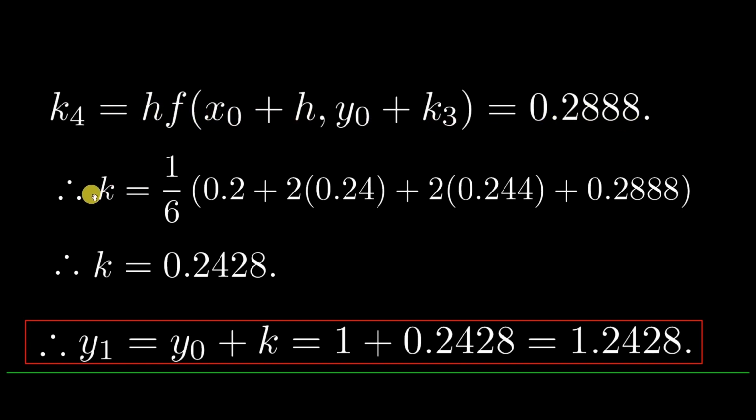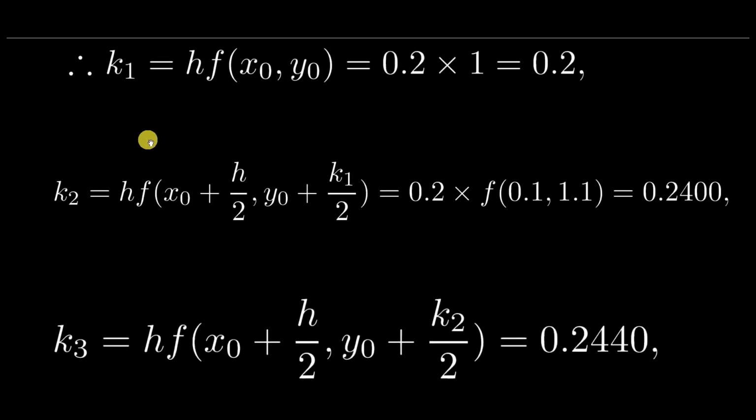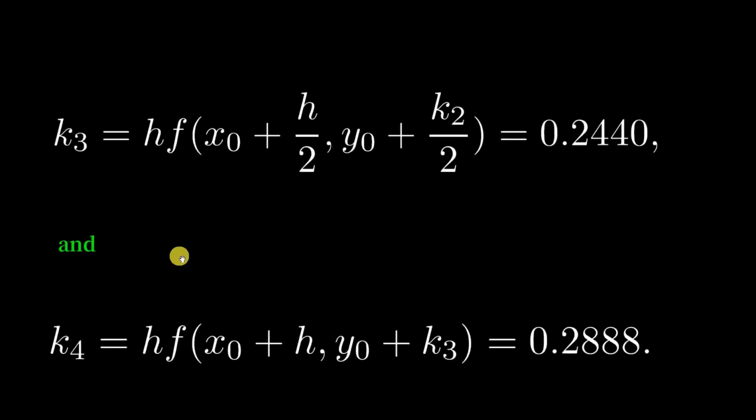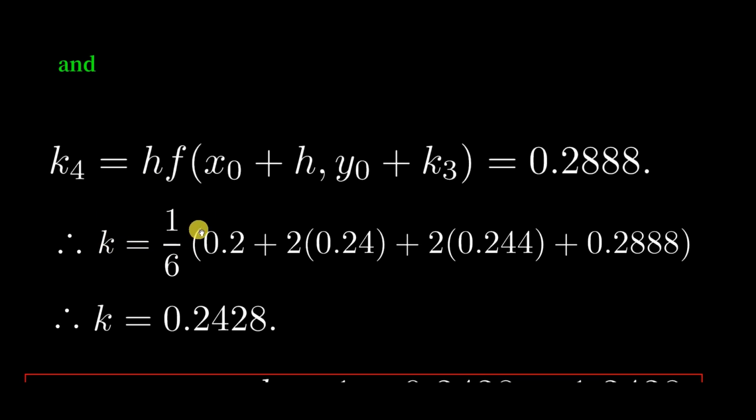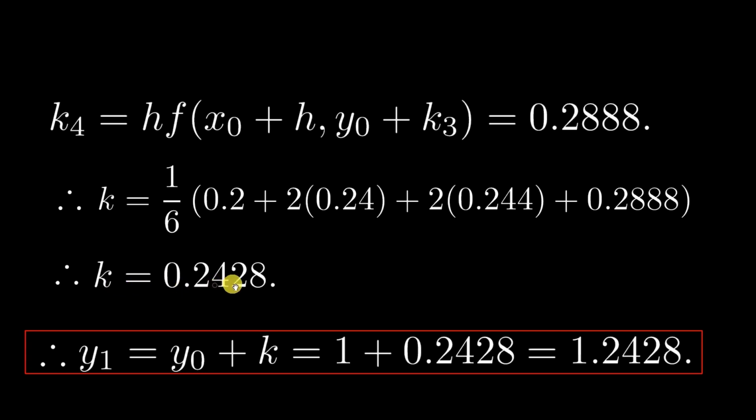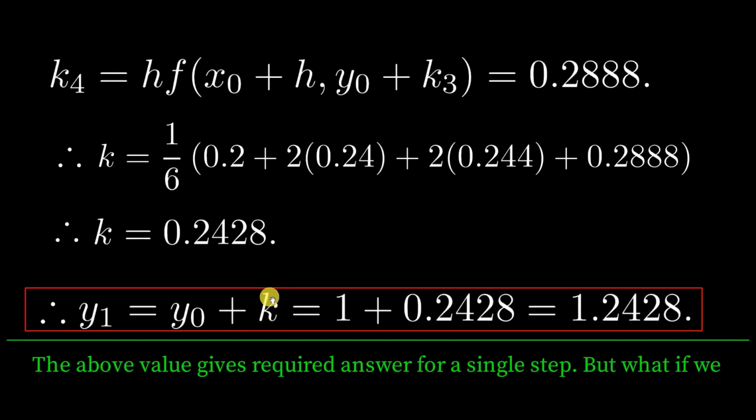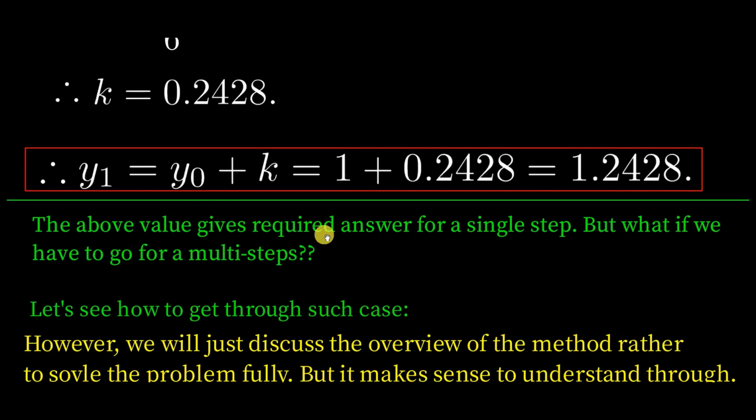And finally, once you obtain all these values K0, K1, K2, K3 and K4, then you have them readily available to find K. Based upon all these values that you obtained just now, the value of K will be 0.2428, right? And once you have obtained this value K, you can substitute here to get the desired approximation. So here y1 is y naught plus K, that is 1 plus 0.2428, which is equal to 1.2428, right? The above value gives the required answer for a single step.